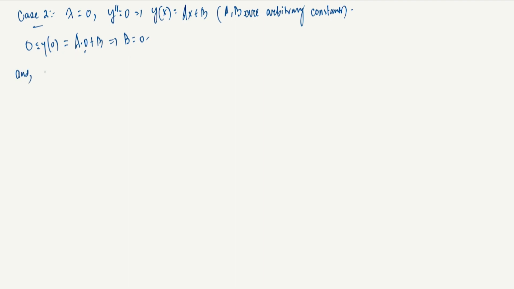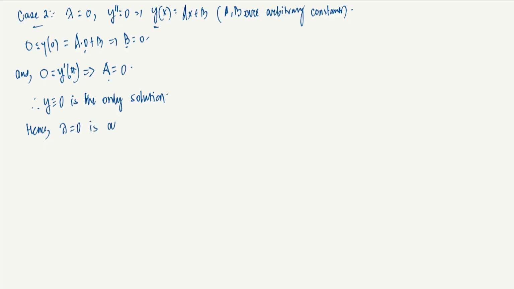And you see 0 is y prime of pi. This is another condition: 0 equals y prime of pi. What is y prime of pi? This is basically A. So that implies A is going to be 0. From this, you realize that A and B are 0, hence y has to be 0. So y equals 0 is the only solution. Okay, but we are not looking for the trivial solution. Hence, lambda equals 0 is also not an eigenvalue.